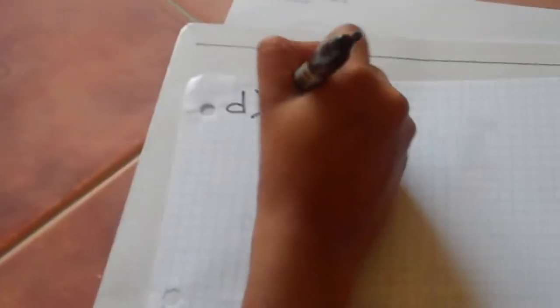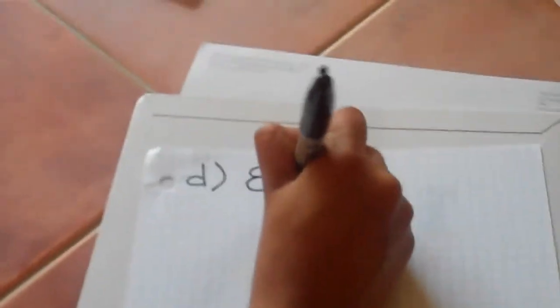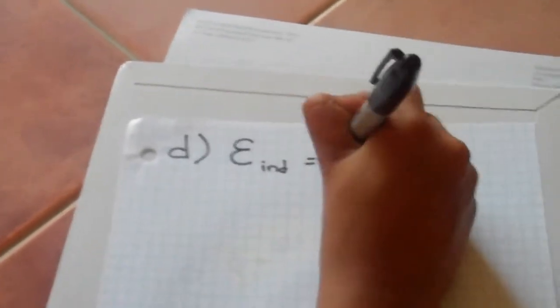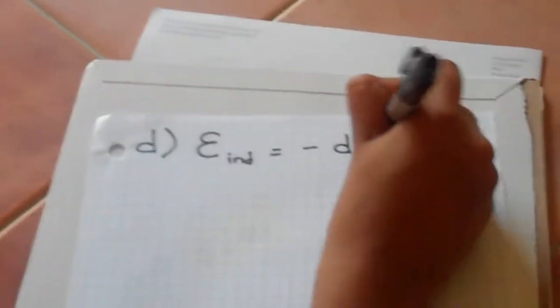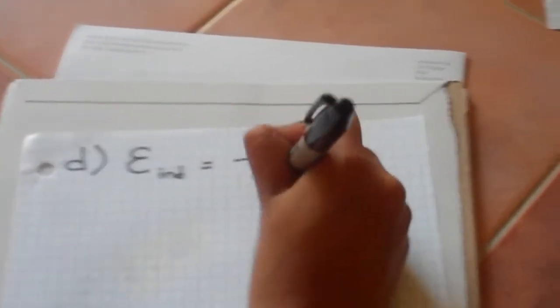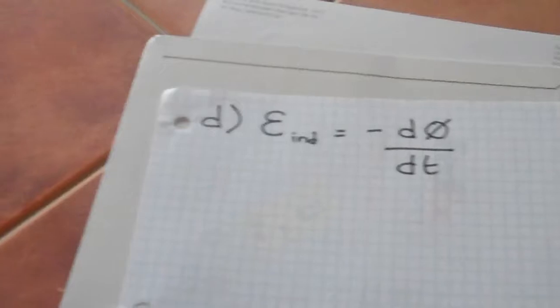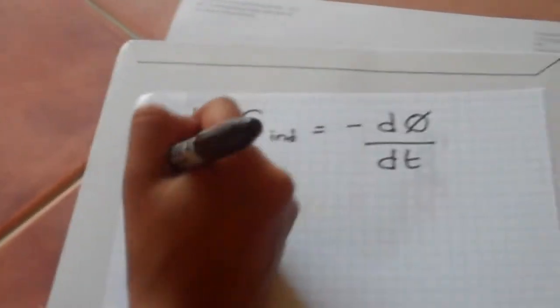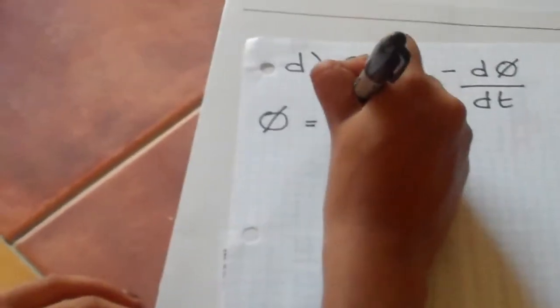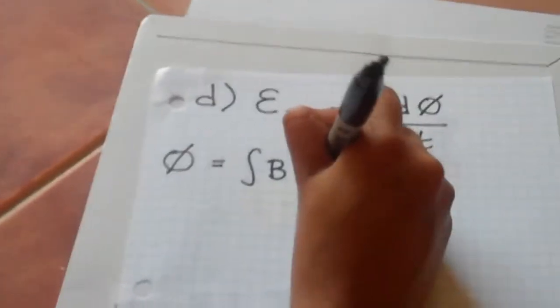So we know that the equation for E induced equals negative d flux over dt. Okay, so how do we find the derivative of flux? So another equation we can use is that flux is equal to the integral of B, magnetic field, dot dA.